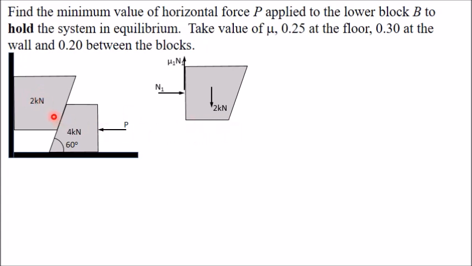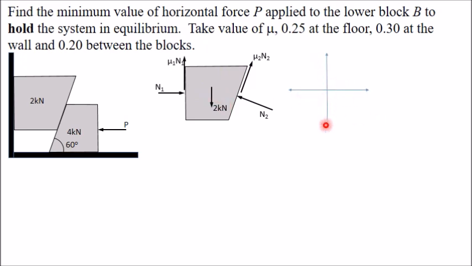Now another reaction is at this contact point. So at this contact, again you will get one normal reaction, which we name N2. Again this block is coming downward, so the friction force will act in the upward direction, this direction. Draw this friction force. The maximum value of this friction force is mu2 into N2. Mu2 is the coefficient of friction between these two blocks, the 2 kilonewton and 4 kilonewton blocks, and its value is given as 0.2. Now you can draw all these forces on the x and y axes.